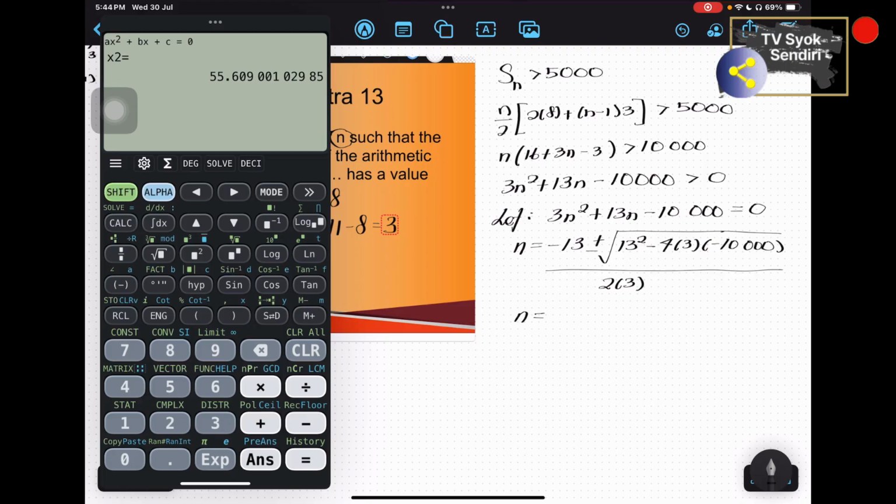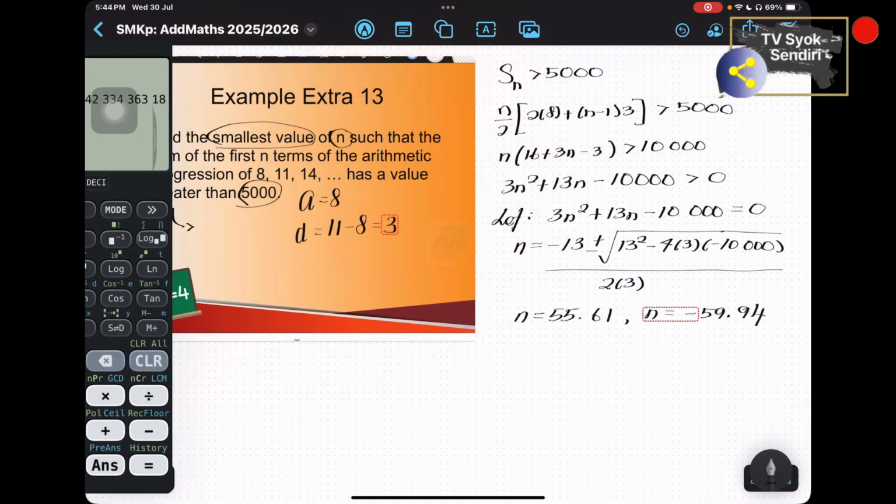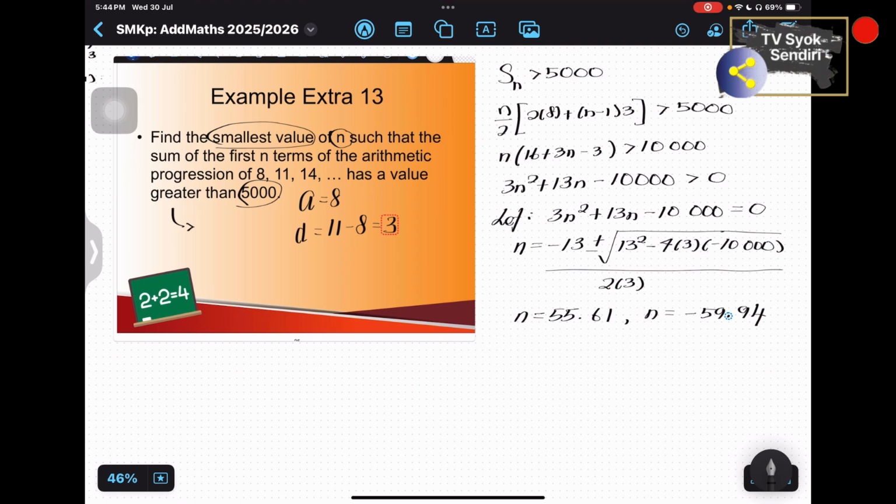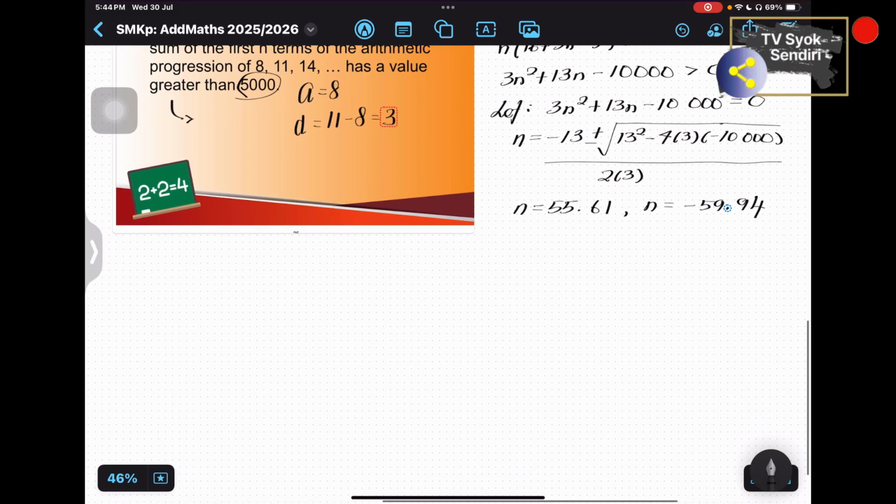The next part is the answer shown on my calculator, 55.61. And the other one is actually the negative one, so this one is negative 59.94. So now done, we have these two. So are we done yet? Not yet, because remember the question asks for the smallest value.